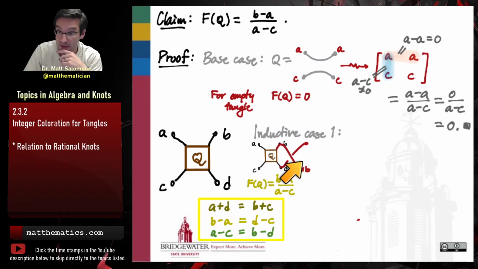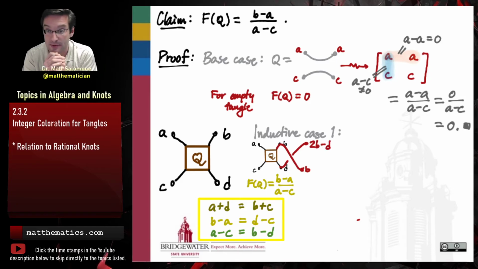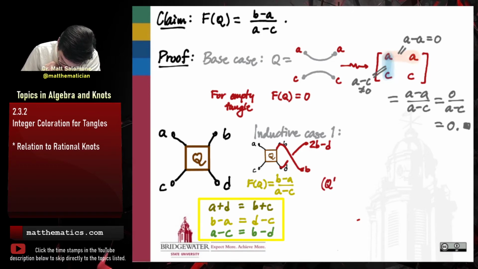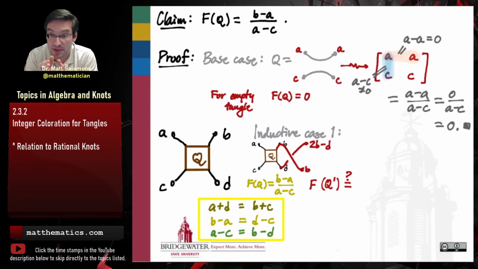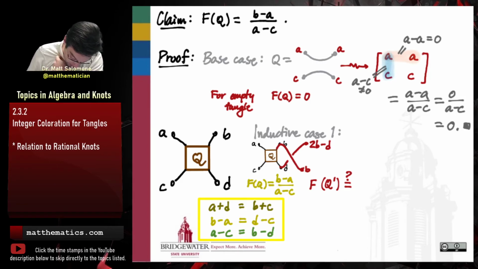The overstrand is B, the understrand over here is D, and so this upper right is going to be twice the overstrand minus the understrand, 2B minus D. And so if I call this new tangle Q prime, I want to know whether or not my recipe, column difference divided by row difference, still gives me the correct formula for this tangle, the correct tangle number, rather.